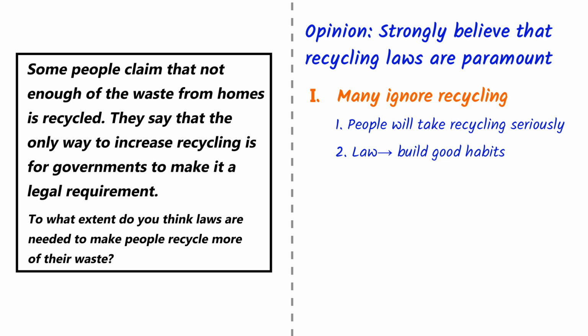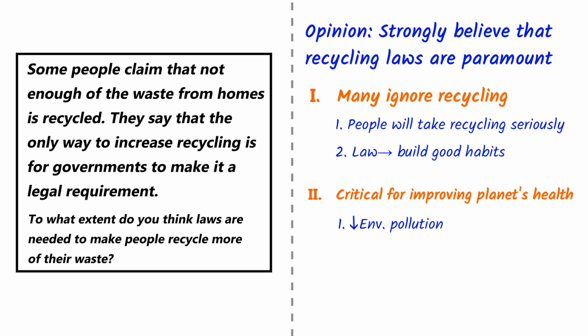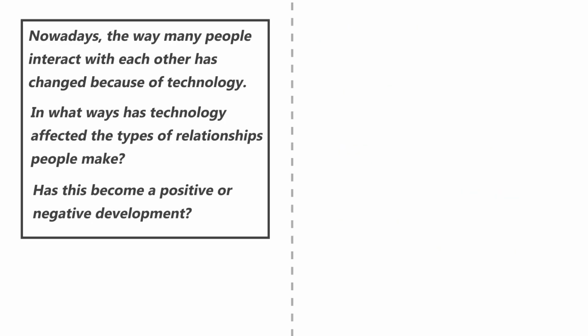And for the second main idea, I think that it is critical for improving planet's health. And my first idea is that it will decrease the environmental pollution. And the second supporting detail is that it conserves natural resources. So this is my outline. And for the last question, I'm going to use the second template, and I'm going to write an outline for this type of question.